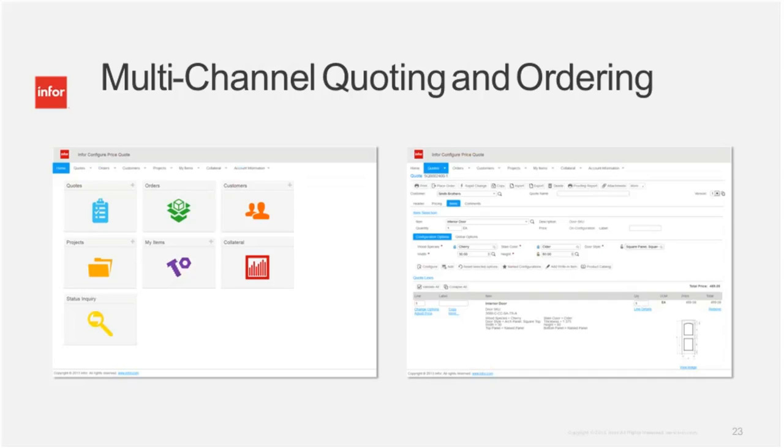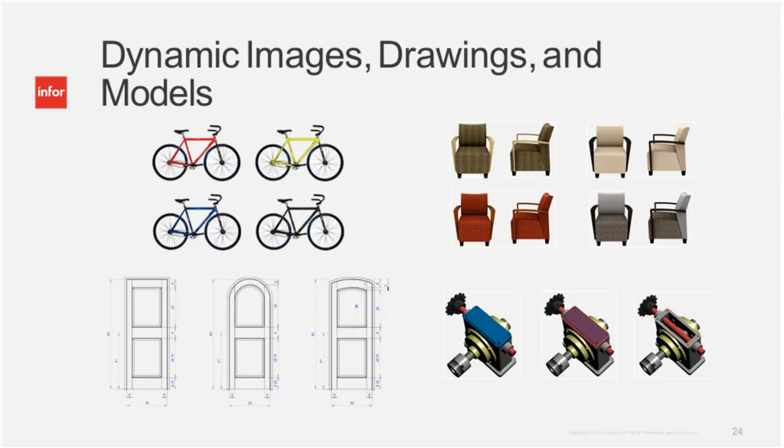The Infor Configure Price Quote application provides a manufacturer-branded self-service selling portal to empower all of your sales channels, inside sales, outside sales, regional managers, dealers, distributors, manufacturers' reps, all with the ability to configure, price, quote, and order products directly. The tool also has very powerful visualization capabilities to support the selling and the manufacturing experience, whether it's static lookalike images like you see in the bikes, or automated real-time rendered images like you see with the chairs, or dynamic 2D or assembled 3D CAD models as you see with the door and the gearbox. These capabilities can be used to provide visual confirmation of what the user has selected, in addition to being used downstream in the manufacturing process.